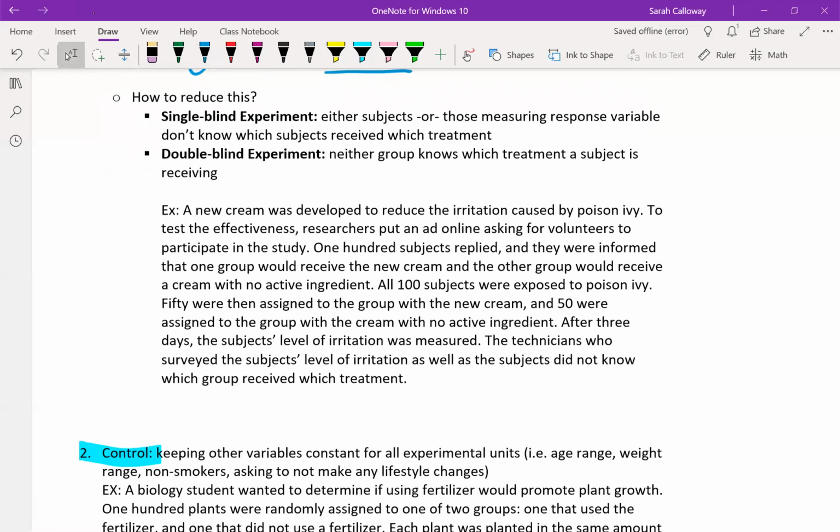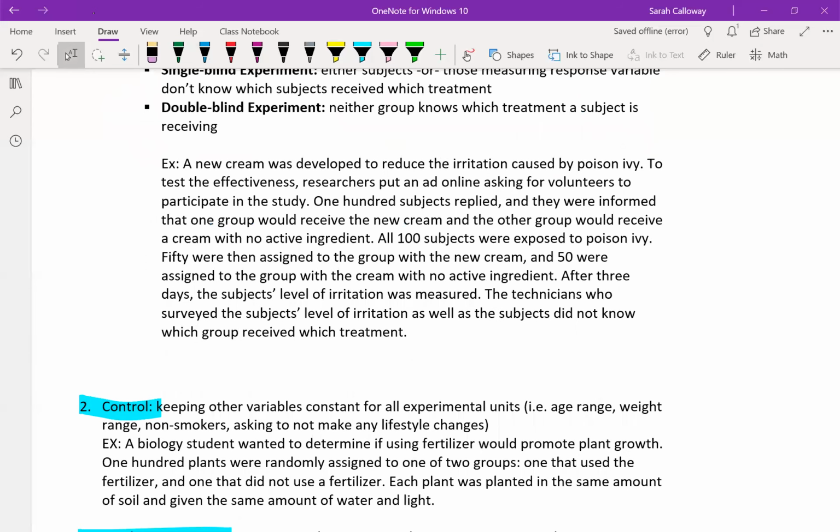In this example, a new cream was developed to reduce irritation caused by poison ivy. To test the effectiveness, the researchers put an ad online asking for volunteers to participate in a study. 100 subjects applied. They were informed that one group would receive the new cream and the other group would receive a cream with no active ingredient. All 100 subjects were exposed to poison ivy. 50 were assigned the group with the new cream.